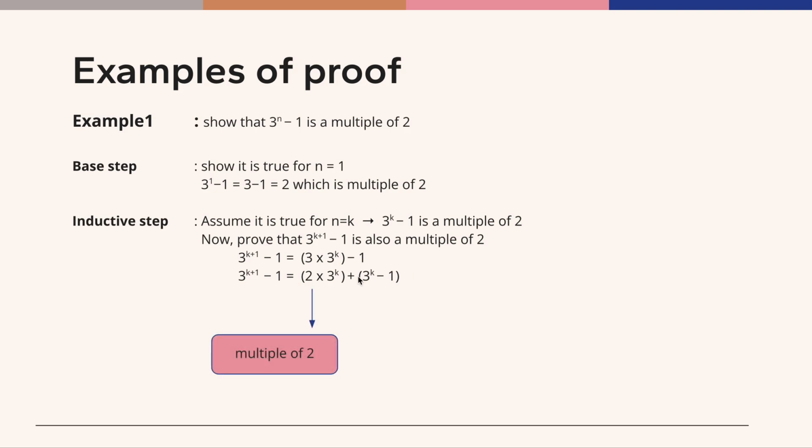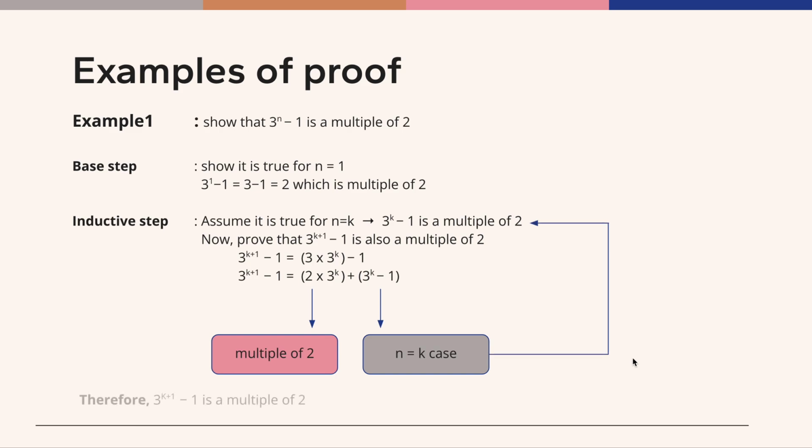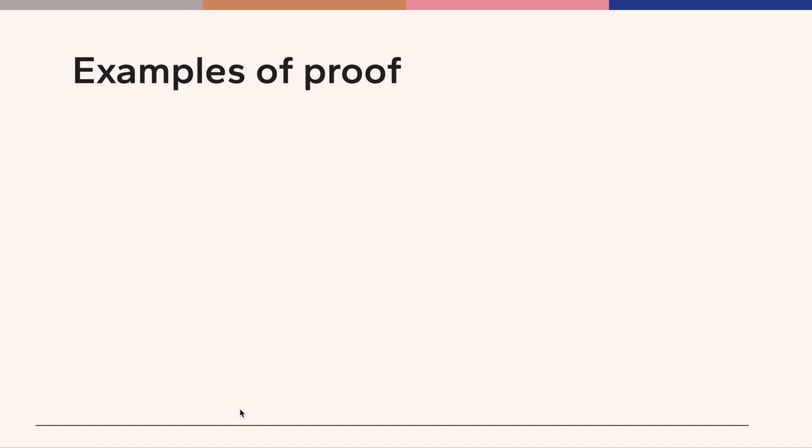So this one, explicitly we can see that it's a multiple of 2. And for this one, it is the case of our assumption, which is n equal to k. Yes, and then we can reach our conclusion that 3 to the power k plus 1 minus 1 is a multiple of 2, and the proposition that they propose is true. Now let's move on to the next example.